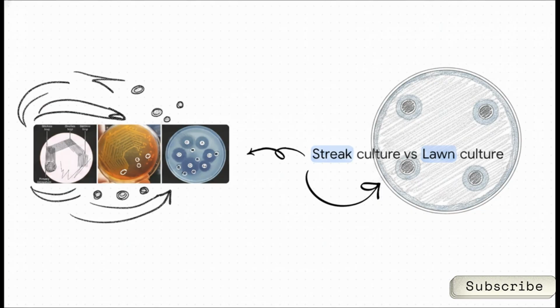Now compare that to a lawn culture on the right. Here you're just swabbing or flooding the whole plate to create a uniform edge-to-edge carpet of bacteria. We don't use this to isolate anything. We use lawn cultures specifically for antimicrobial susceptibility testing, where we just drop antibiotic discs straight onto the lawn to see which drugs effectively kill the bugs.